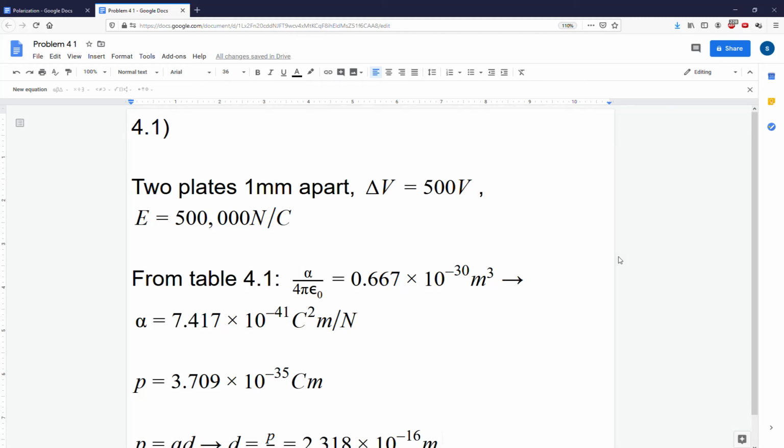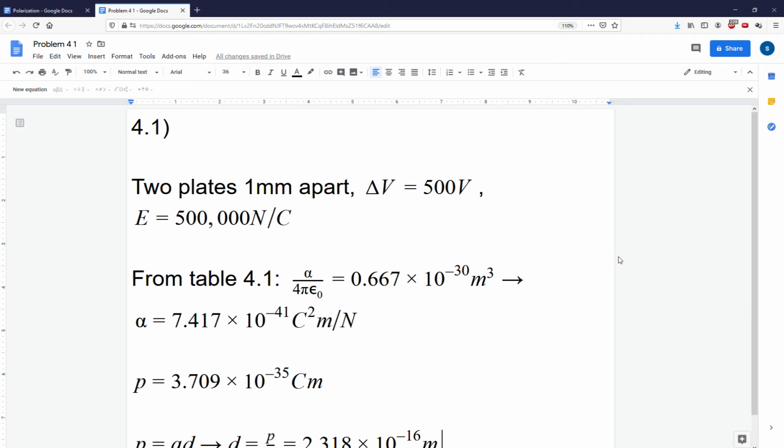Problem 4.1. So let's start by looking at the two plates. The two plates are 1 millimeter apart and connected to opposite terminals of a 500-volt battery. We can find the electric field between them.